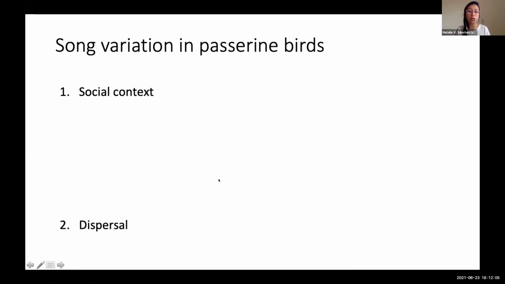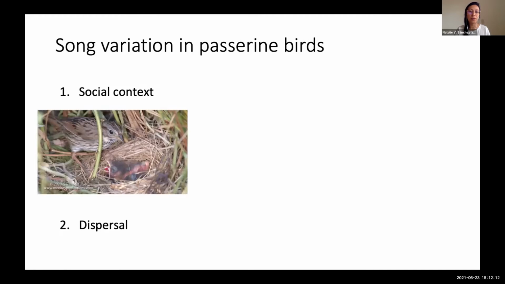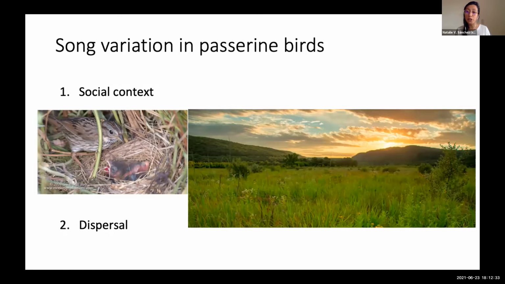I like to start this talk by talking about the main processes explaining some variation in passerine bird song. The social context is very important because a bird, since the beginning of its life, is going to have the influence of its parents, so they're going to learn songs from their parents and other adults singing in their natural territories. And then when they disperse and establish their own territories, they can also be sensitive to learning more songs from tutors, from other adults, and decide what they're going to sing as an adult.